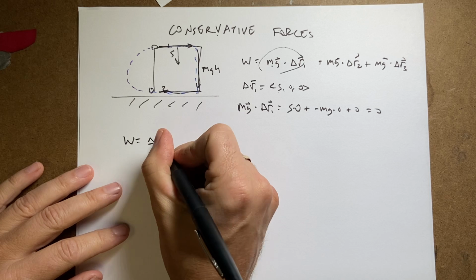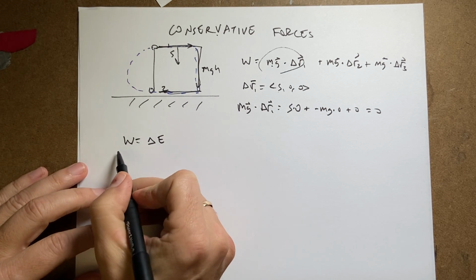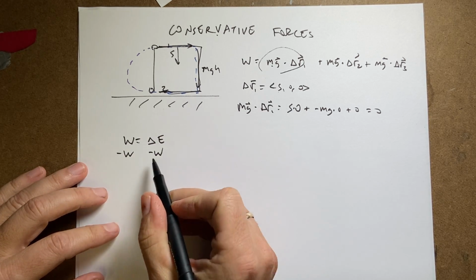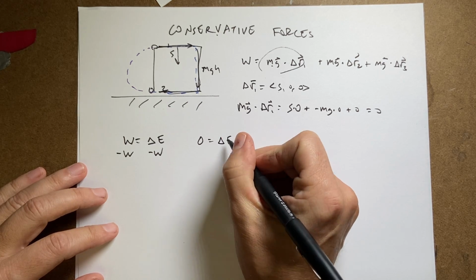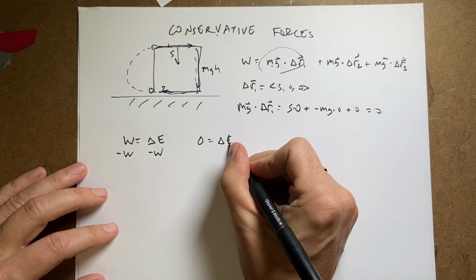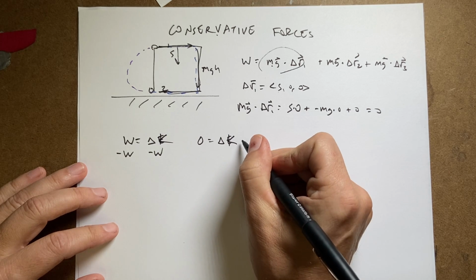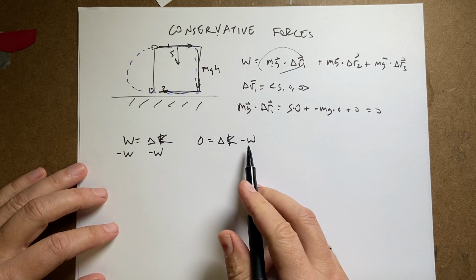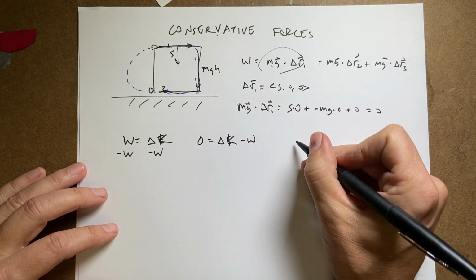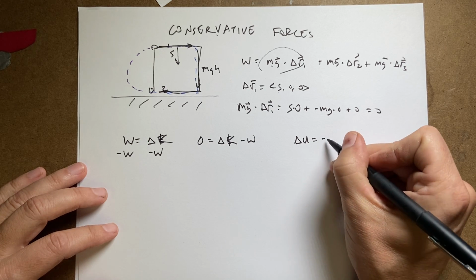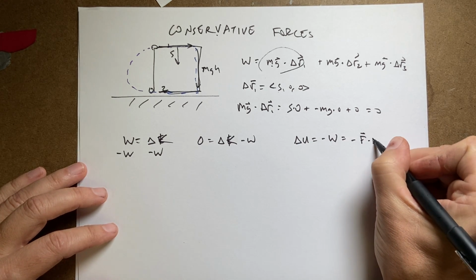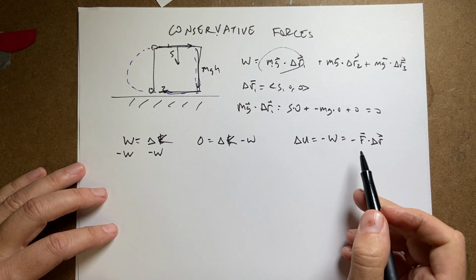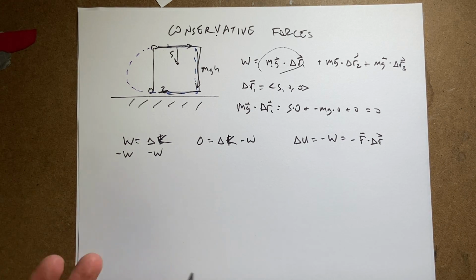Work is a change in energy, and I can subtract work from both sides, and I get 0 equals delta E, well this is delta K, let's call that K, minus the work, and I'm going to call minus the work delta U. So delta U equals negative work equals negative F dot delta r. Because once I do that integral, I don't need to do it every time. I can just move it to the other side, and I can call that a potential energy.